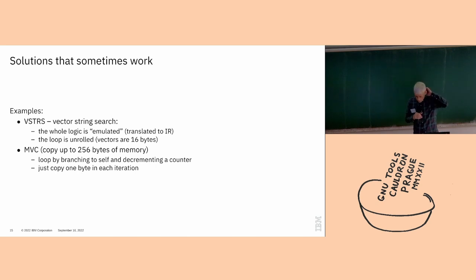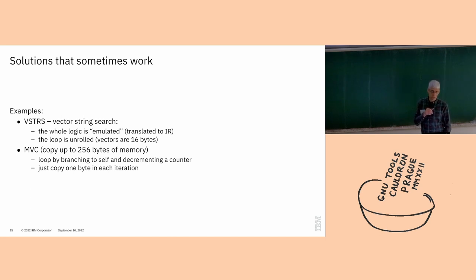Other instructions that we also have, which seem complicated but are way easier, include the vector string search instruction. It searches for a string in another string, but the strings are restricted to vector sizes. The vector is 16 bytes long, so the string is also 16 bytes long at max. In that case, we can actually do emulation. The slowdown is very high, but the instruction doesn't occur that frequently, so it's usually acceptable. Basically, the whole loop of what is needed here is unrolled, and then the whole thing is emulated.